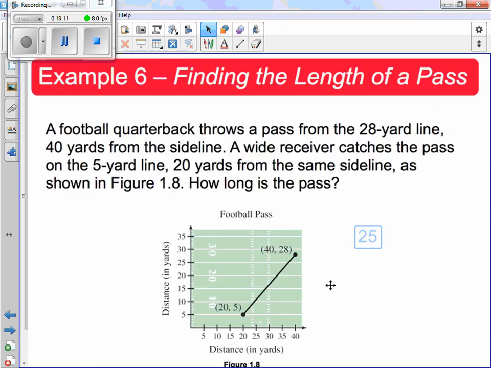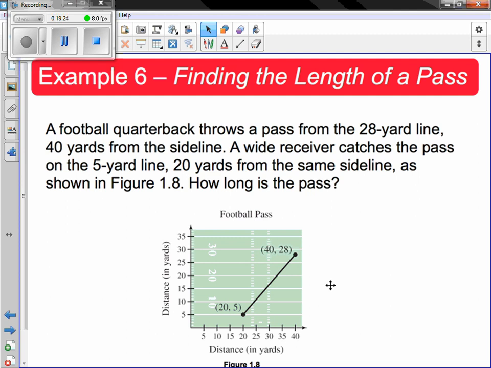So we'll look at the application, or at least one of these application problems. The first one is this here. A football quarterback throws a pass from the 28-yard line to the 40-yard line from the sideline. A wide receiver catches the pass on the 5-yard line, 20 yards from the same sideline, as shown in the figure. How long is the pass?